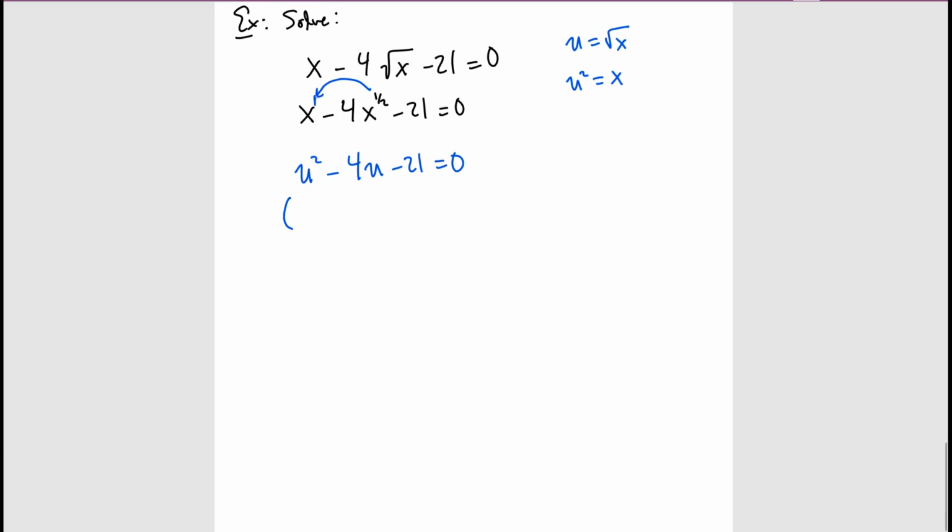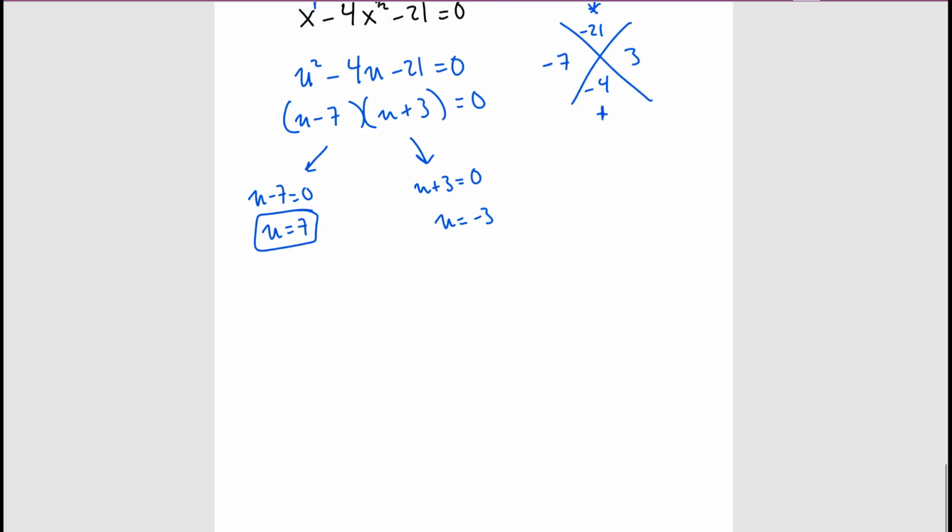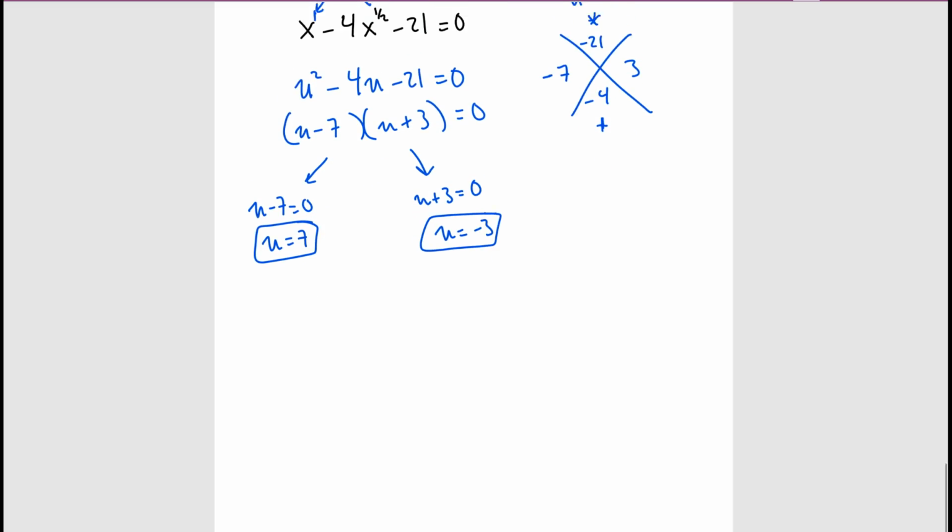Okay, so now let's see if I can factor this. I want to look for two numbers that multiply to get negative 21 and also add up to get negative 4. In this case it's going to be 7 and 3. Since I want one to be negative, negative 7 is going to have to be negative, because negative 7 times 3 will give me negative 21, and negative 7 plus 3 is going to give me negative 4. So this is going to be u minus 7 and then u plus 3. I'm going to separate both of them, so u minus 7 equals 0 and u plus 3 equals 0. So u equals 7, and the other one is u equals negative 3.